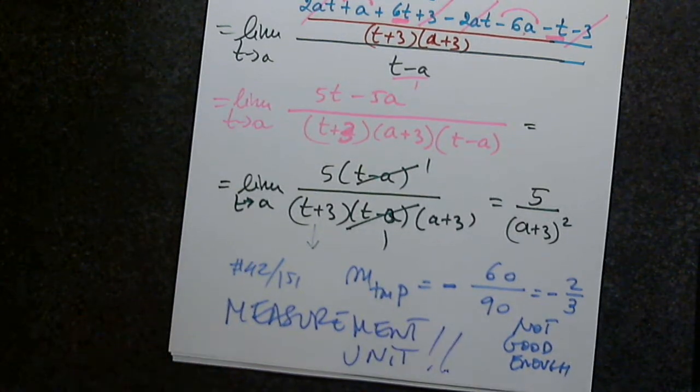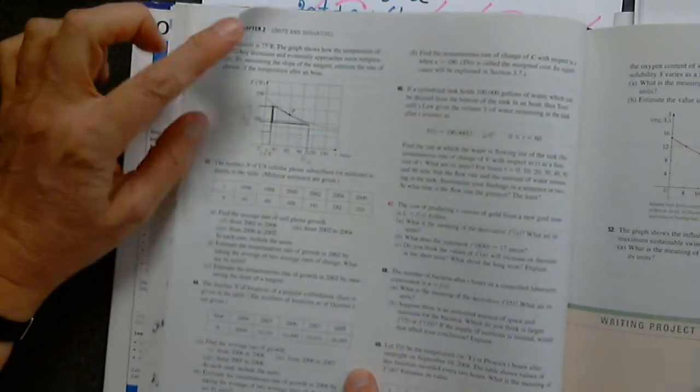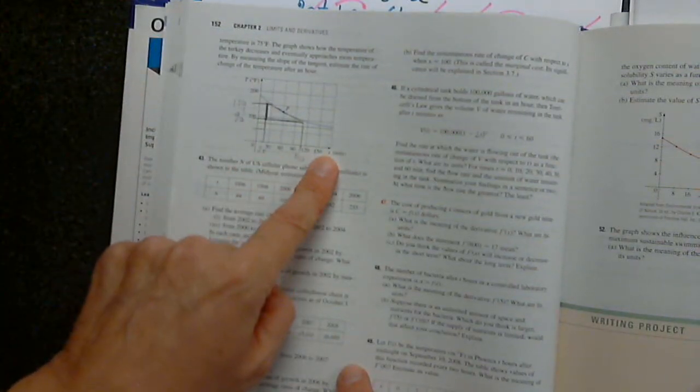Please remember, I cannot give full credit if you have a word problem and y is measured in miles and t is measured in hours, and you just write negative 2/3. So what is the measurement unit here? It's the measurement unit of the y-axis over the measurement unit of the x-axis, right?